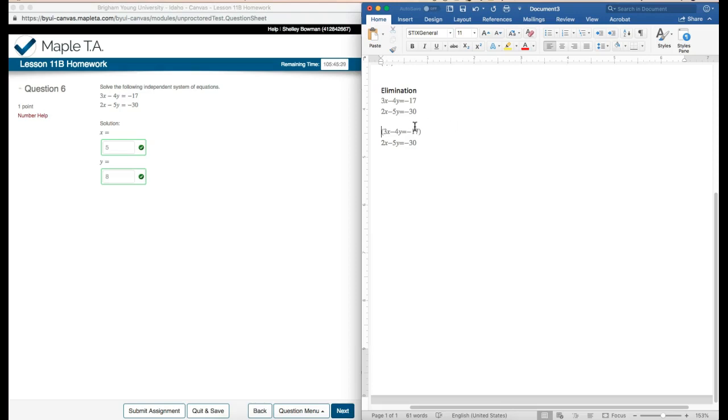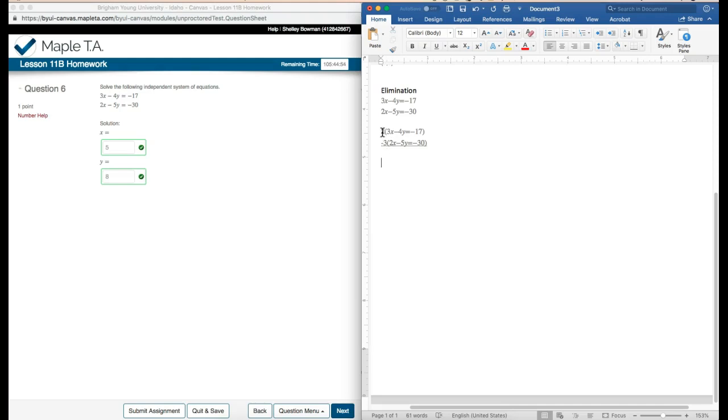So the top one I need to multiply by 2, and the bottom one I need to multiply the entire thing by 3. And I need to decide which one I want to be negative, because I want to add these, and then it will cancel out, in this case, the x variable. It doesn't really matter, so I'm just going to do it here. We'll do negative. And then I'm going to give us our bar right here so that I can see that I'm adding these two together. Okay, and then my answer does not need to be underlined.